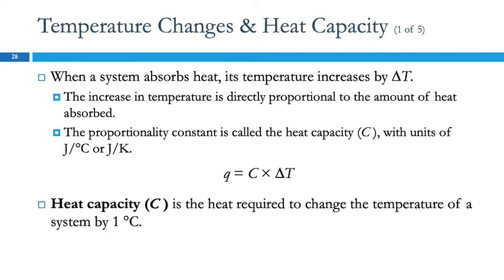So when a system absorbs heat, its temperature changes. And the temperature increase is directly proportional to how much heat it absorbed. So when two things are proportional, there's a proportionality constant. And the proportionality constant here is called the heat capacity, or capital C. So this is the heat absorbed, and this is the change in temperature. And they're proportional by this proportionality constant. So heat capacity can be defined as the heat required to change the temperature of a system by 1 degree Celsius.